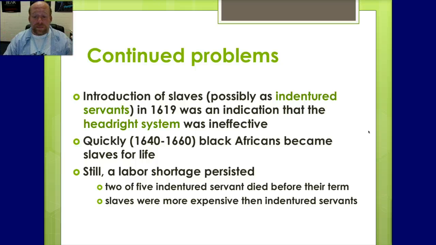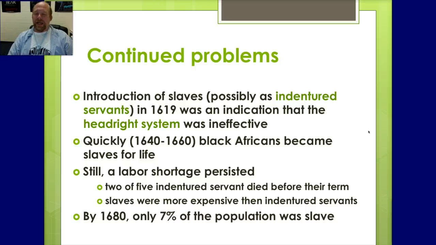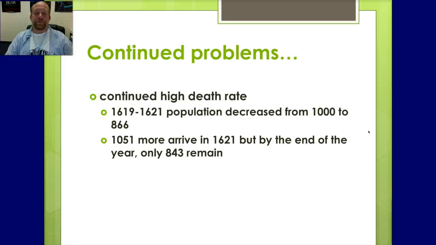Slaves are more expensive than indentured servants. You had to pay for a slave. Indentured servants were paying off something you'd already given them. So yeah, that labor shortage is still around. But slaves were a lot more expensive than an indentured servant. But in 1680, only 7% of the population was slave. So you can see what's coming. You can see that that's starting to build. And that's not one of our prouder moments in history.